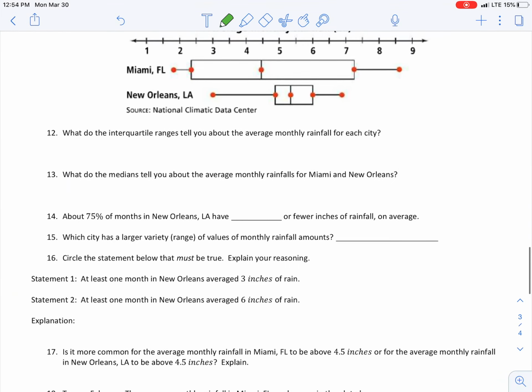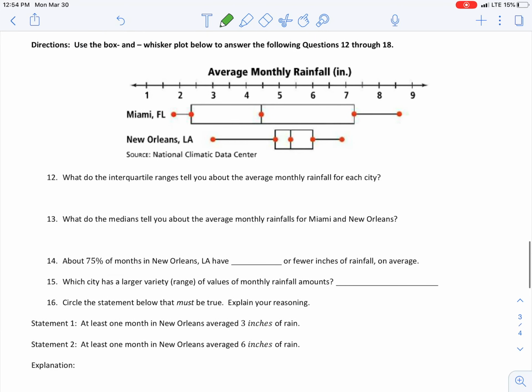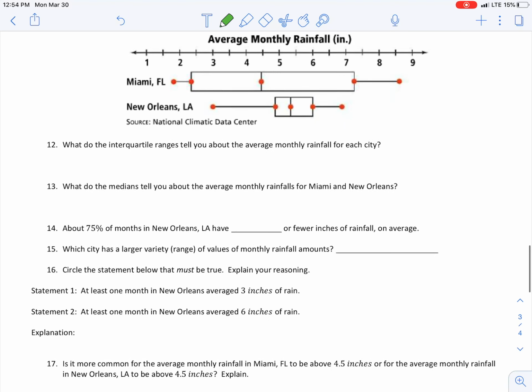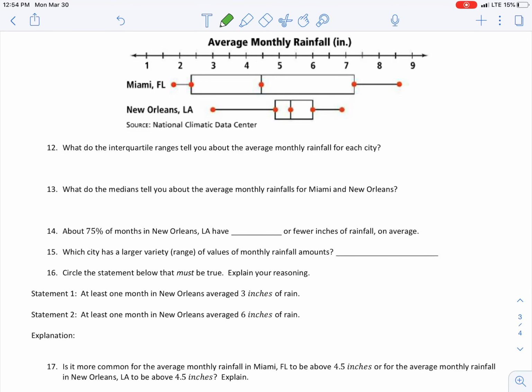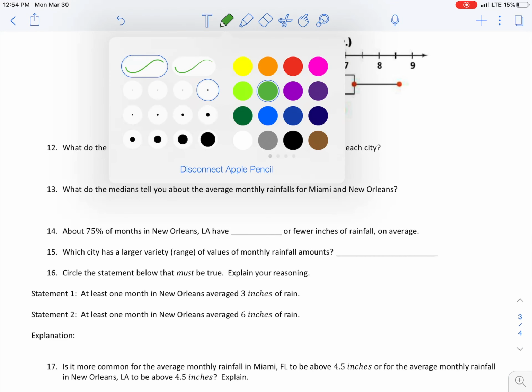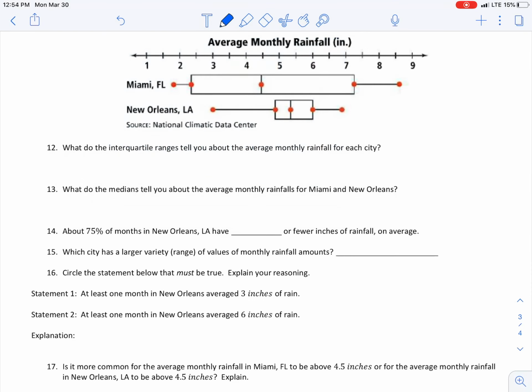Looks like this is our last little portion here. With this one, it says use the box and whisker plot below to answer the following questions 12 through 18. So we're going to use what we know about box and whisker plots and put that to use here. What do the interquartile ranges tell you about the average monthly rainfall for each city?